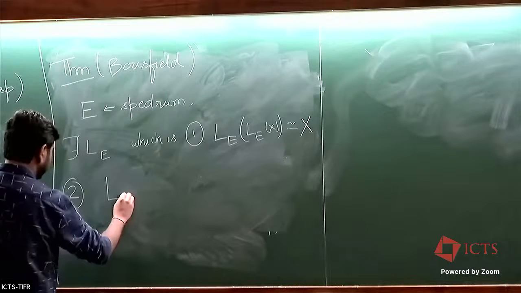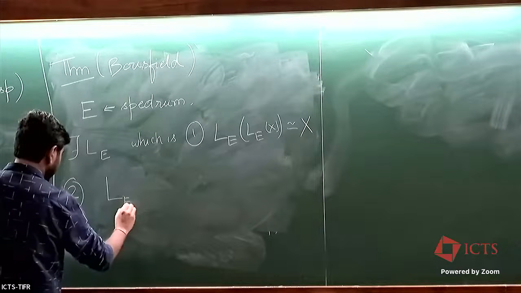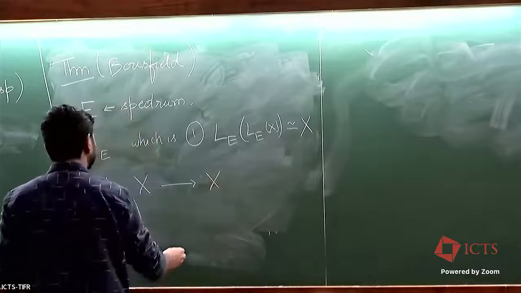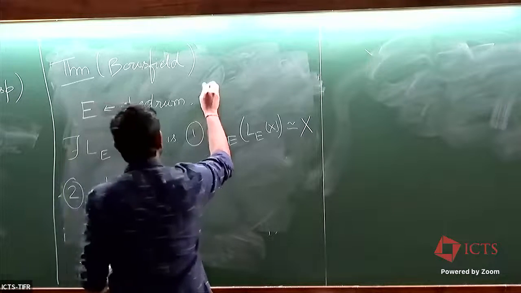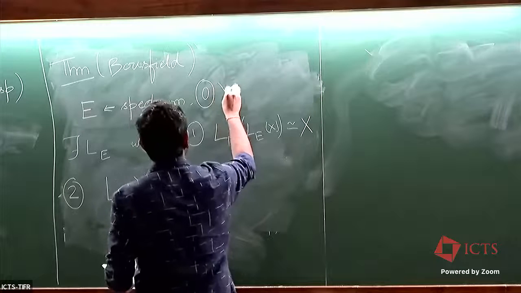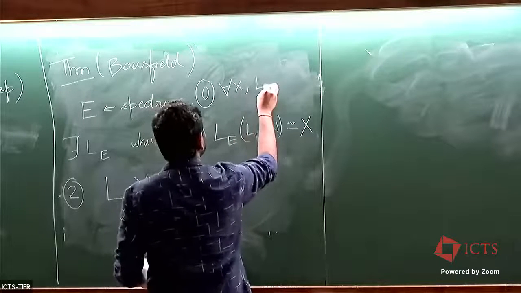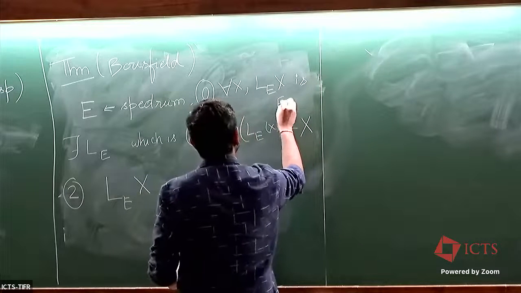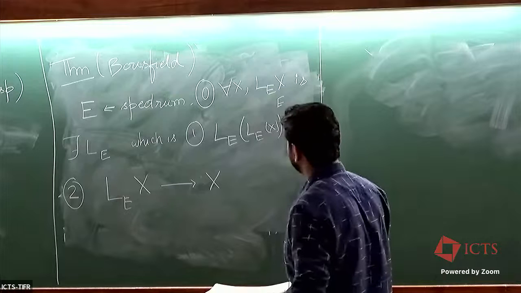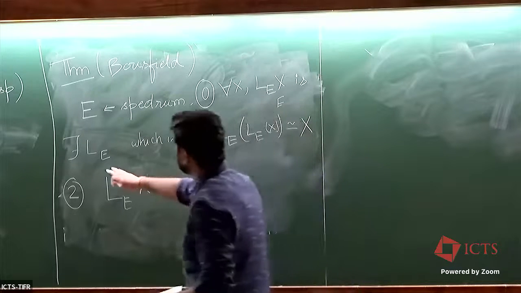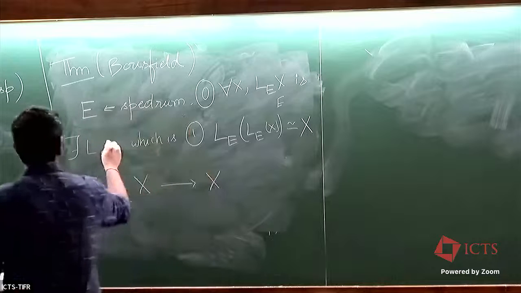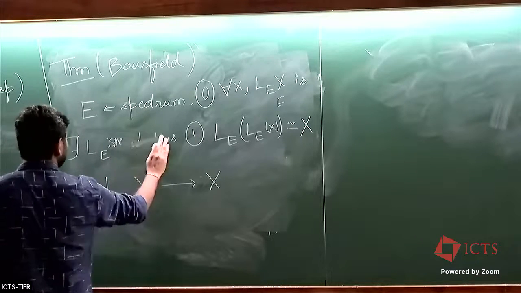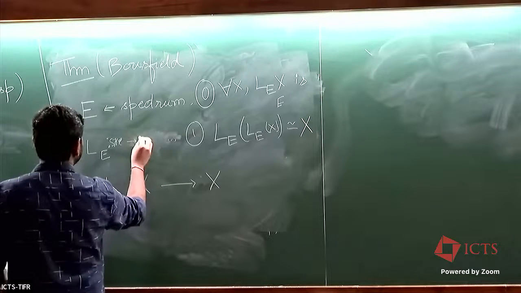There is a natural map from X to L_E X. Okay, so the zeroth property is that for any X, L_E X is E-local. L_E is the functor from the stable homotopy category to the stable homotopy category.